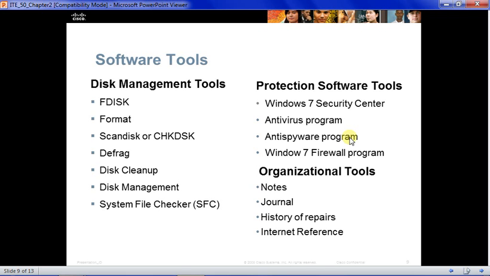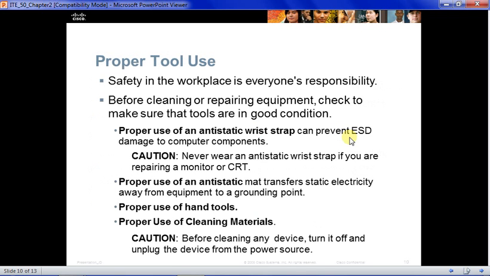Proper tool use. Just a quick check here. Remember that safety in the workplace is everyone's responsibility. Before cleaning or repairing equipment, check to make sure the tools are in good condition. Make sure that they have not become magnetized. Magnetic tools should not be used on computers, so just do a quick check every once in a while so your computer equipment or your tools do not become magnetized.